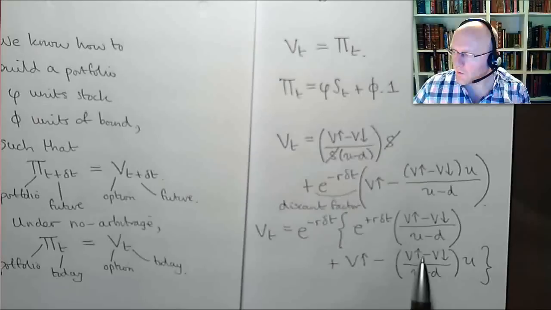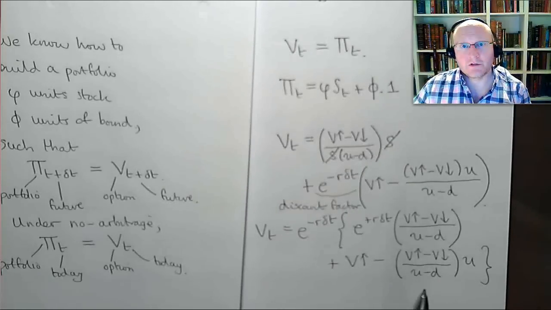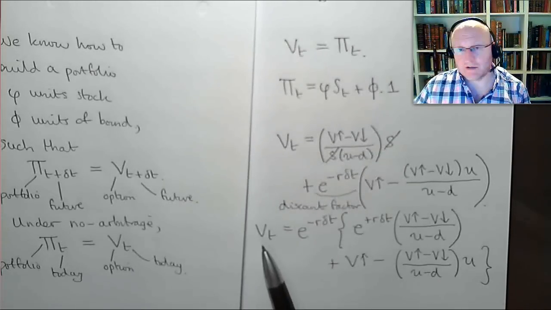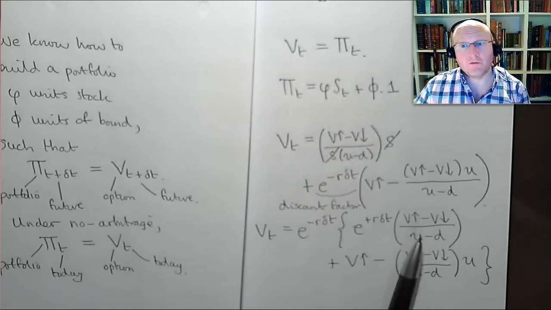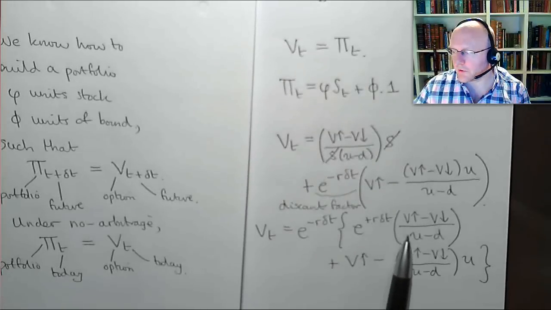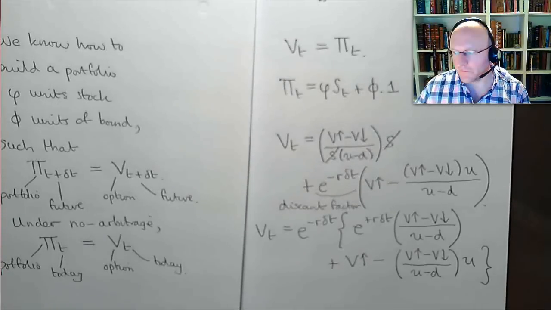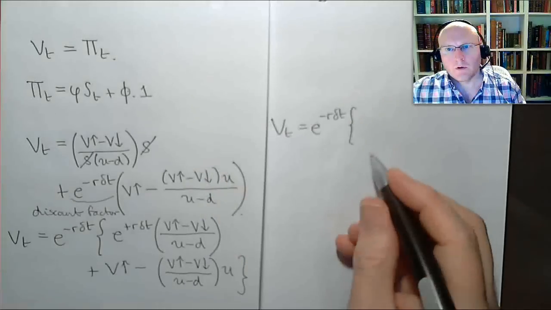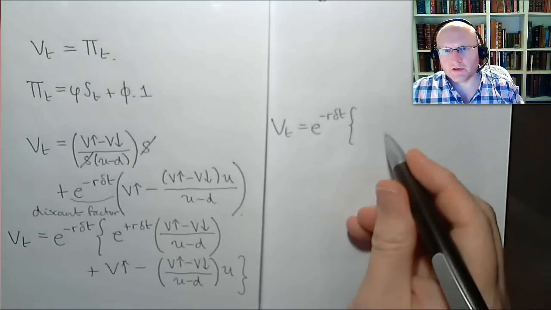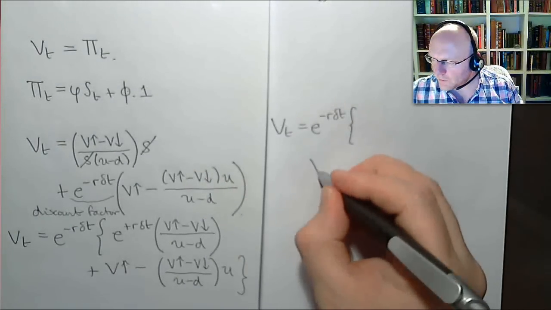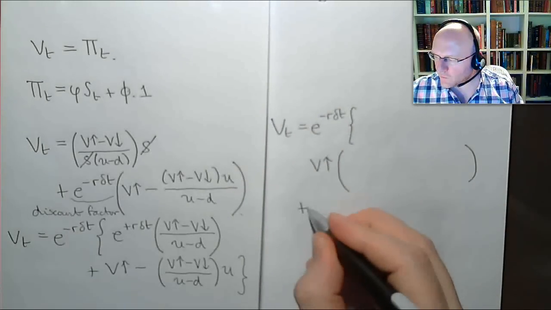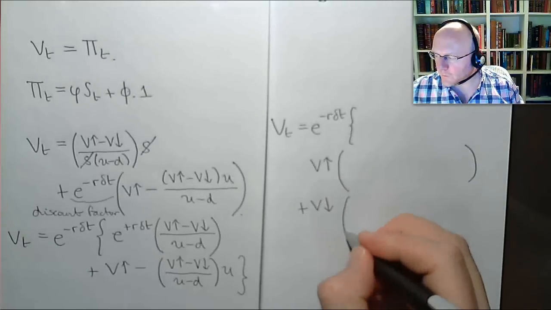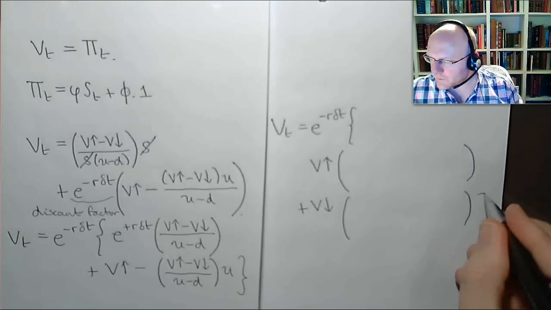Okay, so now what I want to do is to collect things in terms of the future prices. So I'm writing today's price as a discounted combination of future prices in here. So let's bring out all of the future prices to make this relationship obvious. So what I want to do inside this bracket is to pull out all of the terms that involve the up option price and all of the terms that involve the future down option price.